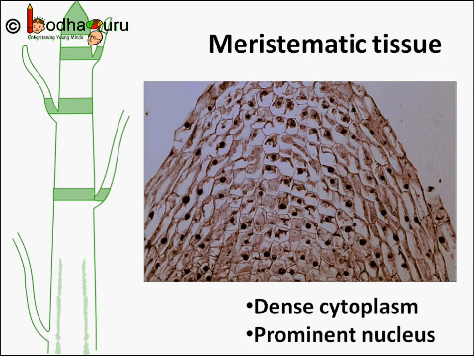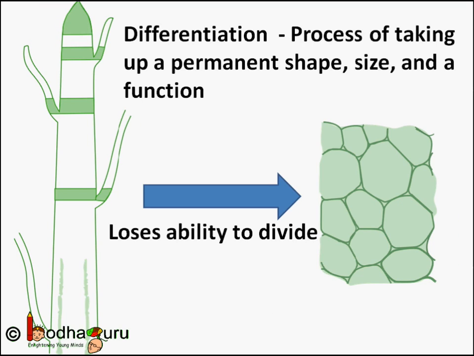Hence, they need dense cytoplasm and thin cell wall. Vacuoles can cause hindrance in cell division as it is full of cell sap to provide turgidity and rigidity to the cell. The meristematic tissues are undifferentiated. That is, they are made of cells that haven't been assigned a specific role within the plant. The cells from meristematic tissues take up specific role and lose the ability to divide. So, they become permanent tissues. This process of taking up a permanent shape, size, and a function is called differentiation.